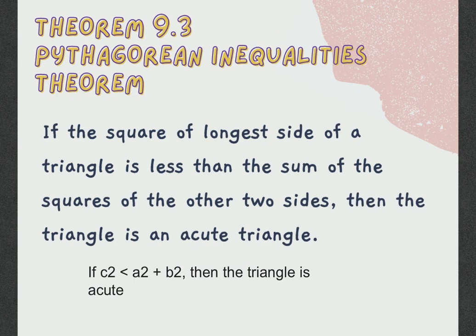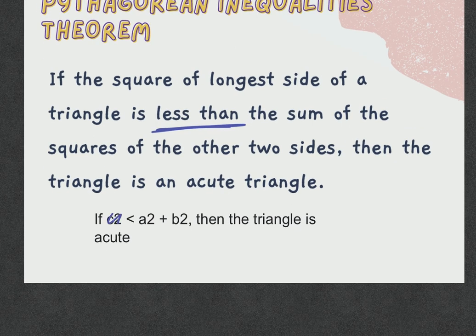The Pythagorean inequalities theorem, and this is 9-3, so the numbers change, but again, numbers are not important. What they say is important. It says if the square of the longest side of the triangle is less than, so instead of equal to, we're saying less than, the sum of the squares on the other sides, then it's an acute triangle. And again, this should be c squared is less than a squared plus b squared. So if it's less than, it's acute. If it's equal, it's right. If it's less than, it's acute. If it's greater than, what do you think is going to happen? It's obtuse. That's it. That's the whole lesson.